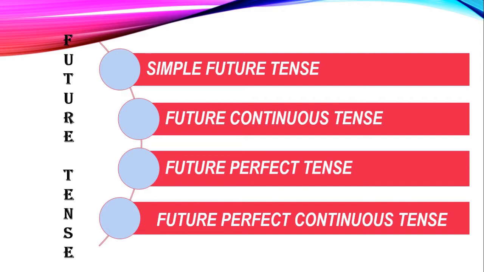Now we are going to discuss, yes of course, future tense. As we all know, there are 4 divisions for the future tense also. They are simple future tense, future continuous tense, future perfect tense and future perfect continuous tense.